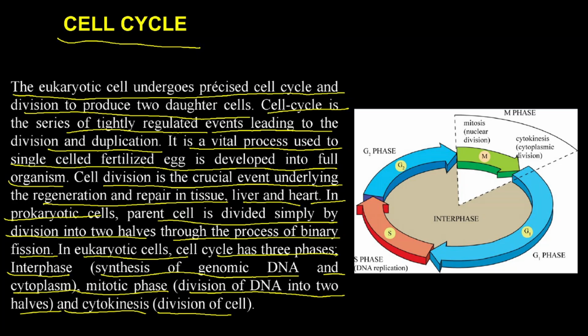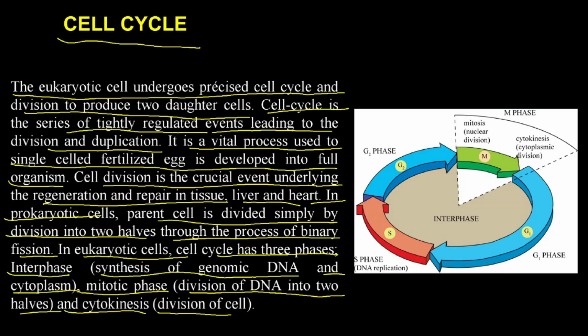It is a very precise process. There are very many checkpoints involved at every step in this cell cycle, so that there won't be any kind of disappearances or problems in the formation of either the genetic material or organelles of a cell, so that every daughter cell will get an equal amount of each and everything and won't be defective.